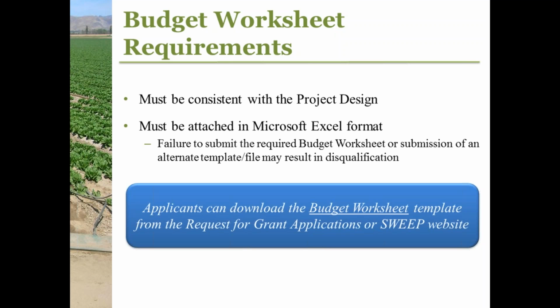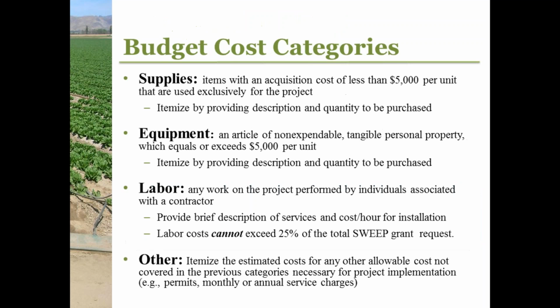We are asking applicants, it's very important, to provide a clear breakdown of all the project costs in their budget worksheet. For supplies and equipment, an itemized and estimated cost, provided with a brief description and a quantity to be purchased. For labor cost, we ask that you enter a brief description of the services and/or the cost an hour for installation. I would like to point out at this time that labor costs cannot exceed 25% of the total grant requested, and anything in excess of that 25% should be included in the matching funds column.